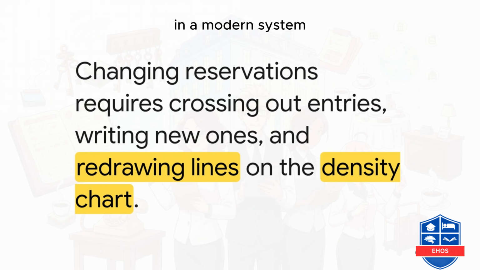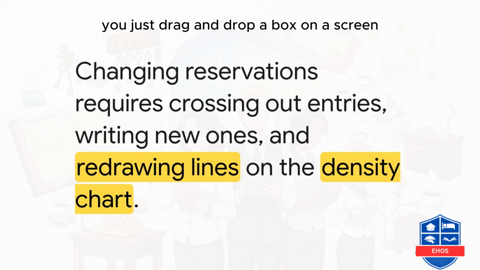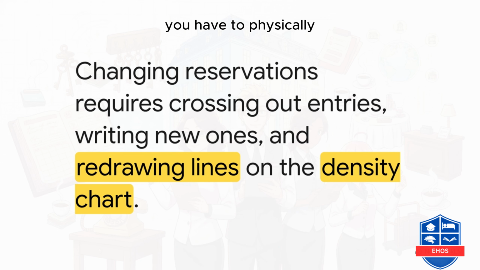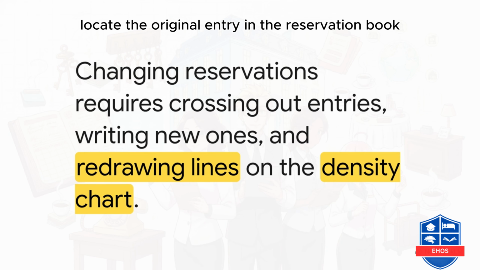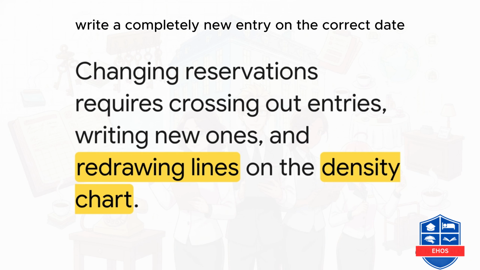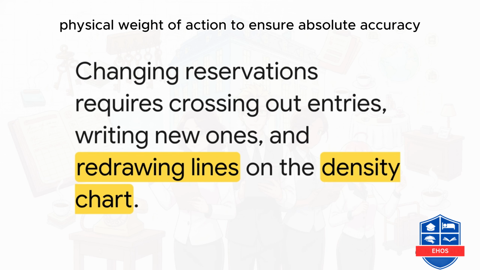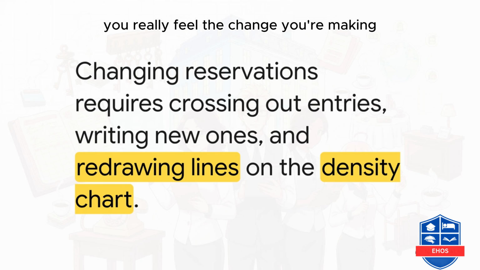In a modern system, if a guest calls up to change their arrival date, you just drag and drop a box on a screen. Super simple. But in a manual system, wow, it is a labor-intensive process. You have to physically locate the original entry in the reservation book, neatly cross it out, carefully write a completely new entry on the correct date, and then physically erase and redraw the lines on the visual density chart. It requires a heavy physical weight of action to ensure absolute accuracy. You really feel the change you're making.